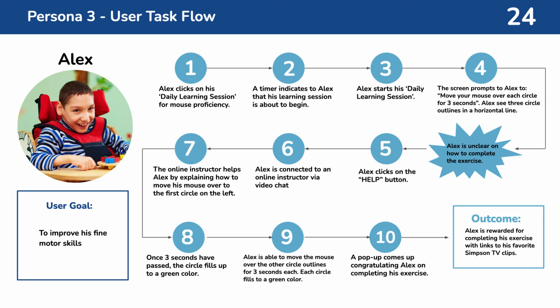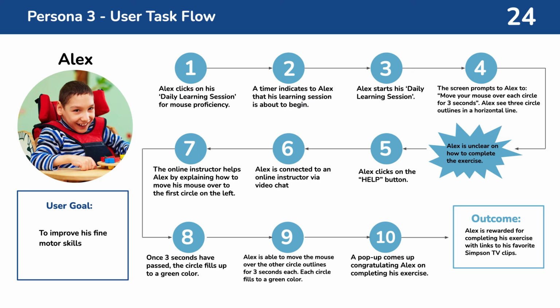Based on his current mouse proficiency, Alex is given an exercise to move his computer mouse over each circle for 3 seconds. Alex sees the 3 circle outlines in a horizontal line, but Alex is unclear of his expectations of the exercise, so he clicks on the help button. Alex is then connected to an online instructor via video chat.